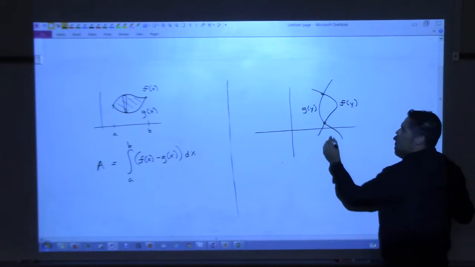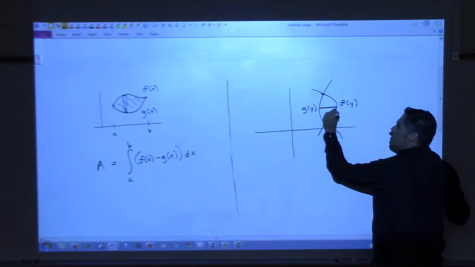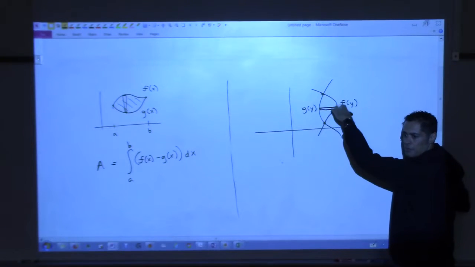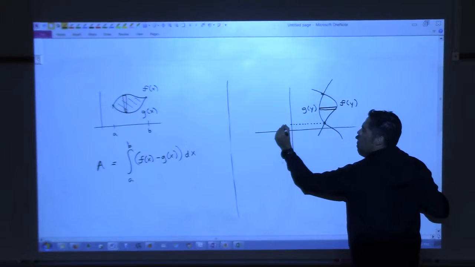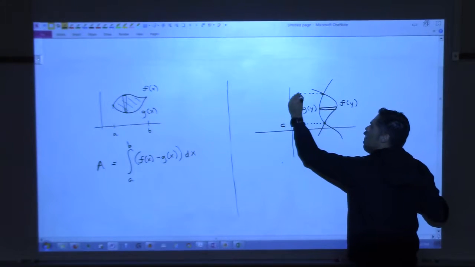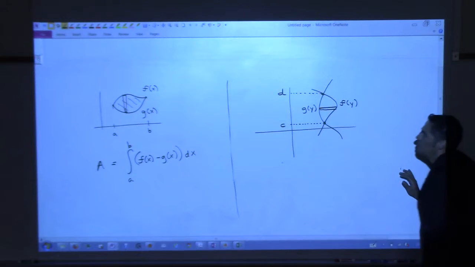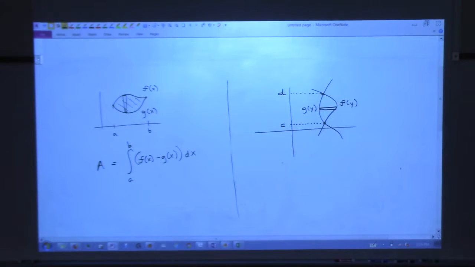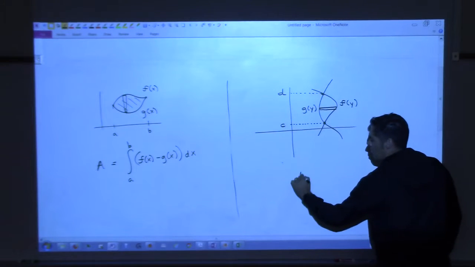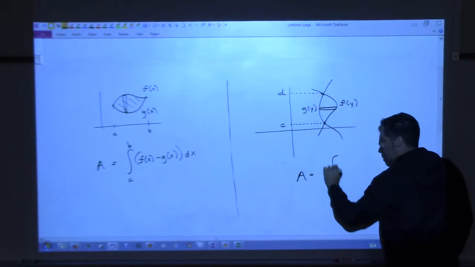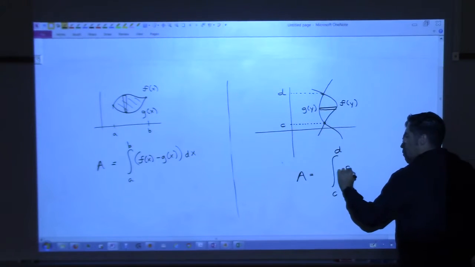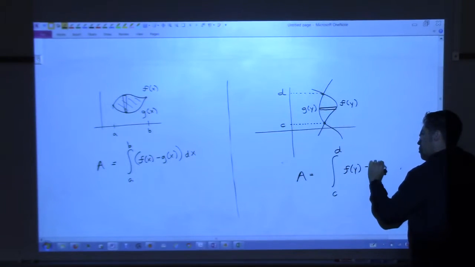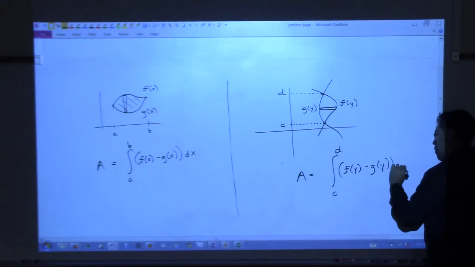And then what I'm doing is I'm doing a rectangle in here like this, and I'm adding those up. Now, where they hit each other, I'm going to call that C, and I'm going to call this one up here D. So what would the formula be for the area of that region bounded by those? The area would be what? Integral C to D, f of y minus g of y, dy.